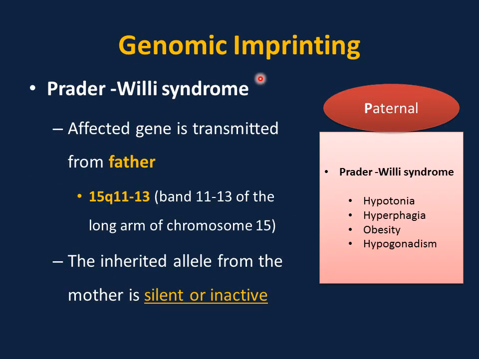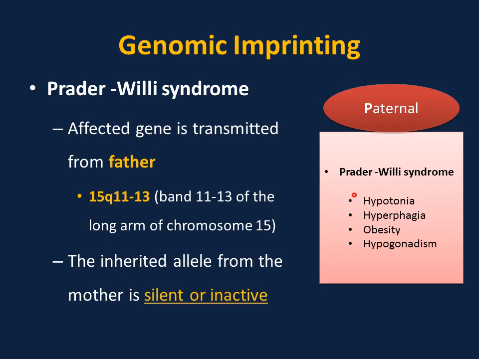Genomic imprinting is very interesting. If the mutated gene is transmitted from the father, it will give you a different disease than if it's transmitted from the mother, the same mutated gene. Like in this example, we have Prader-Willi syndrome. The affected gene is transmitted from the father. The affected gene is located in band 11-13 on the long arm of chromosome 15. The inherited allele from the mother will be silent or inactive.